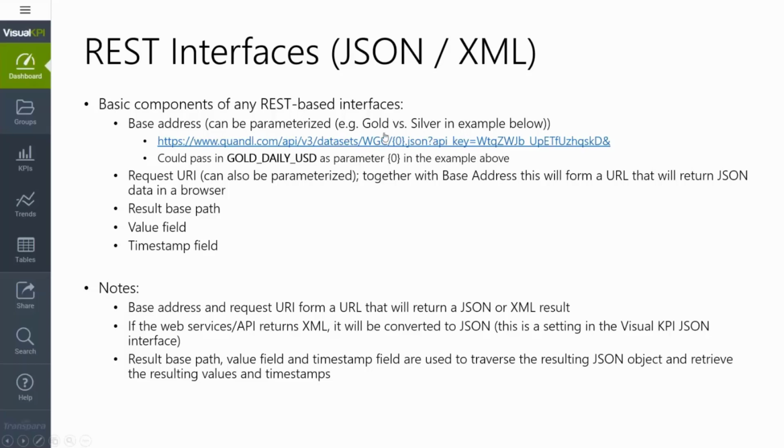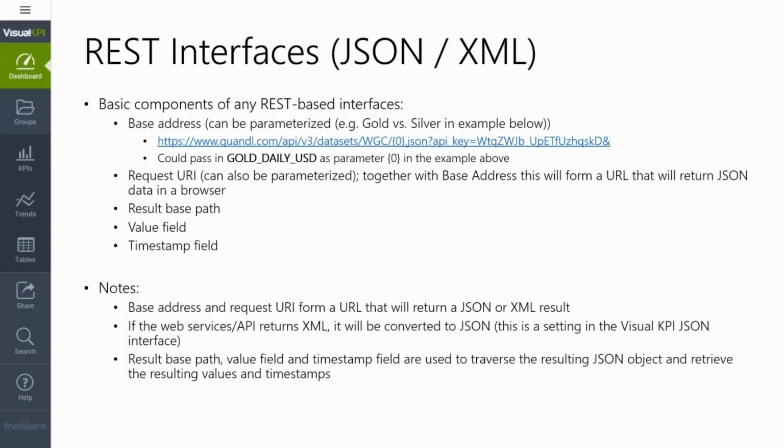So for instance, here we have a base address for our API, and here this is parameterized. So this could be gold.json to get back gold prices, or it could be silver.json to get back silver prices. Just like in the ODBC where we do a string replace of these parameters, these squiggly bracket numbers, you can do that as well in JSON. We'll talk about this, it'll make sense when we go through it.